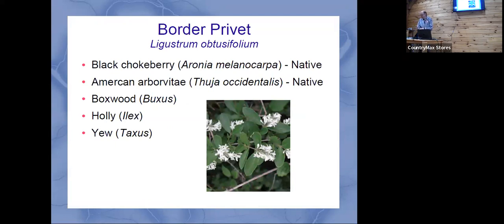Border privet, again, native to Asia, was introduced to the U.S. It forms dense thickets, so it was a nice hedge plant for yards and agriculture and things. Again, for the home gardener, you're just going to cut it off. Just a bush, you'll cut it off and be fine. There are great native replacements like chokeberry or arborvitae, or non-natives like boxwood or holly or yew. So there's lots of lovely plants you could put in to take the place of border privet.